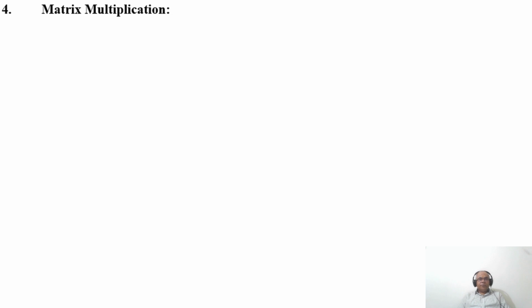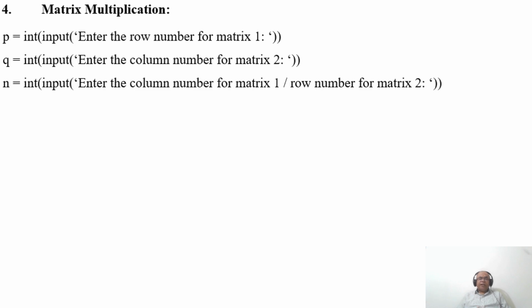Now, in this video, we are going to take up one more Python program: how to multiply the given two matrices. That is, what is matrix multiplication? So, what is the condition for the given two matrices to be multiplied? The condition is that the column number of matrix 1 should be equal to the row number of matrix 2.